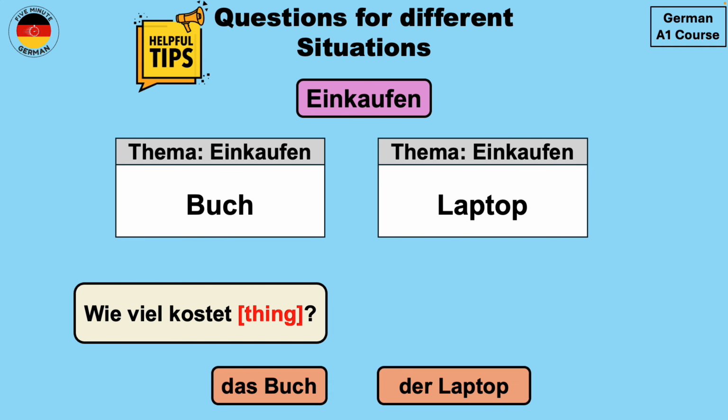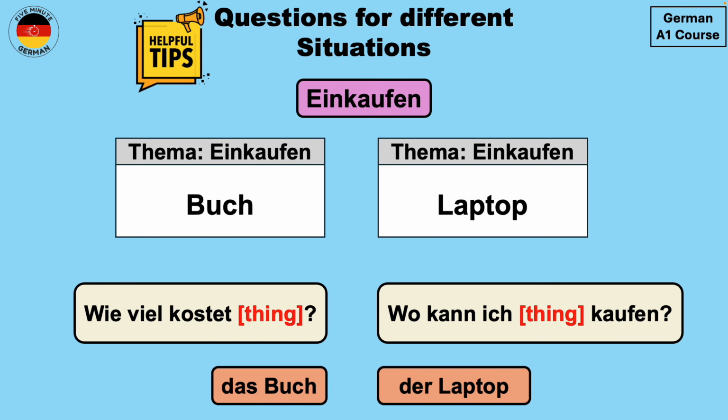So you see how I can replace the thing in this question and the rest of the question remains the same. Or you can also make the question, wo kann ich, then add the thing and then kaufen. But one important thing in this question is that the thing will be accusative. So you will say, wo kann ich den Laptop kaufen? Where can I buy the laptop?